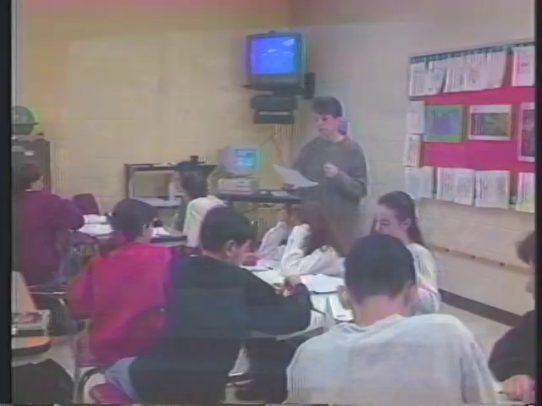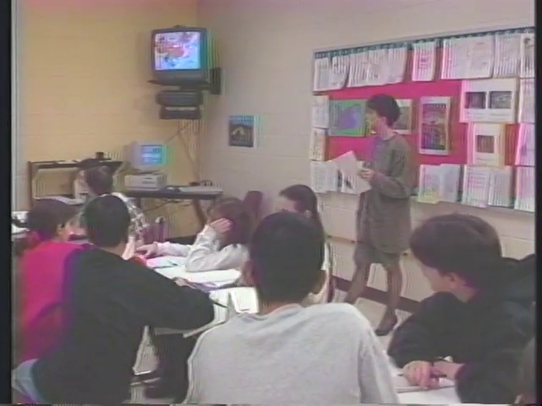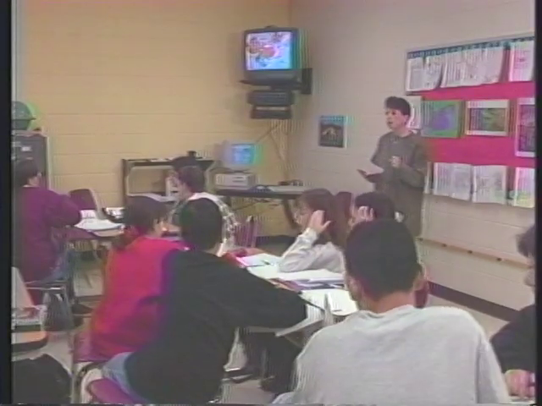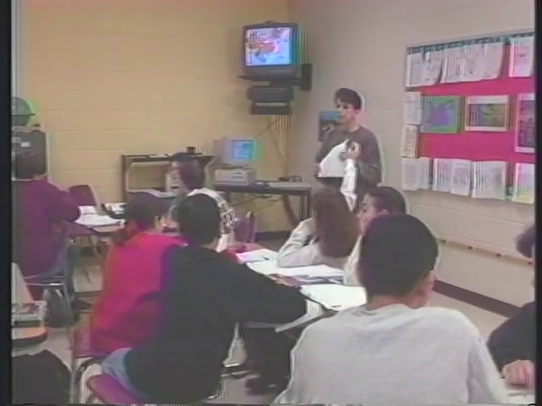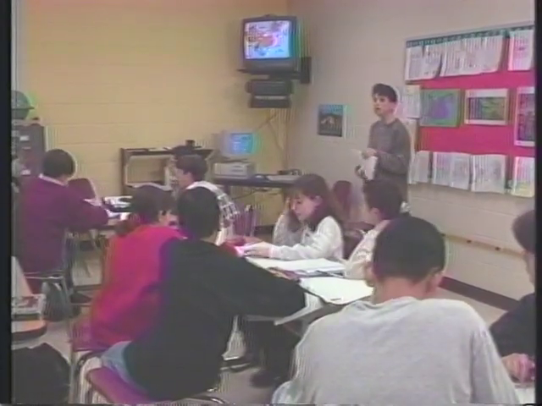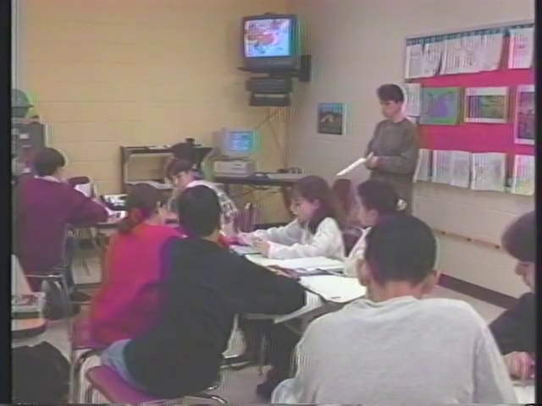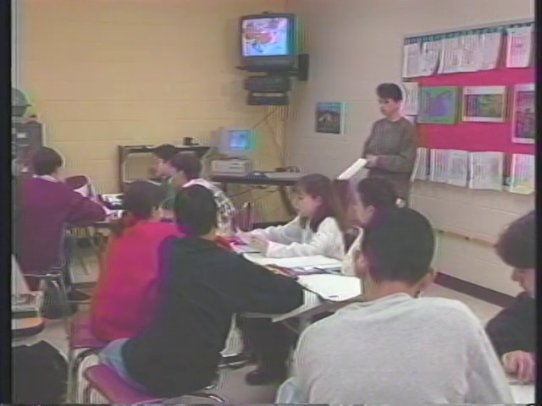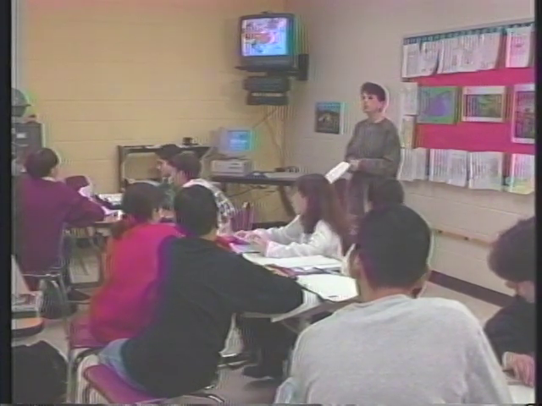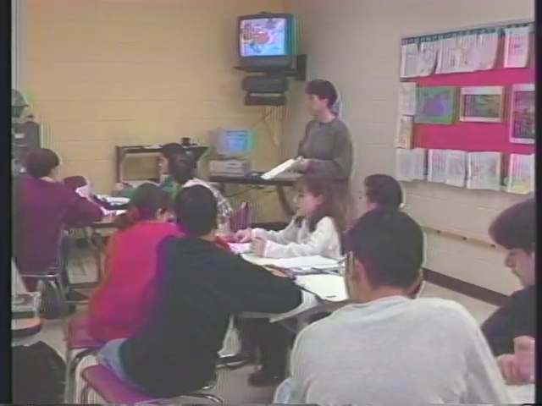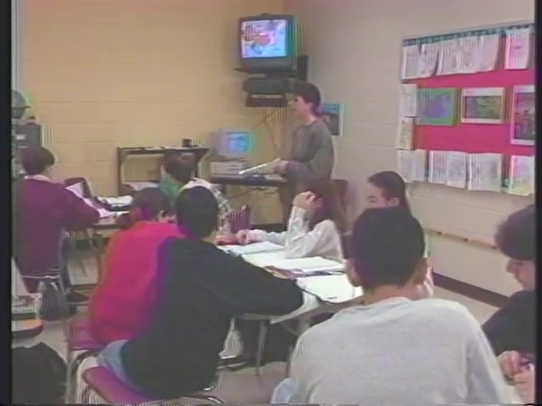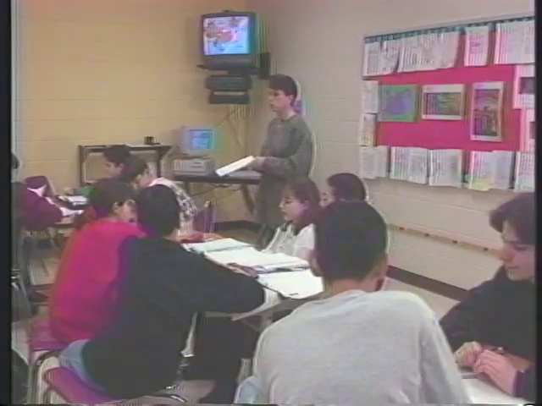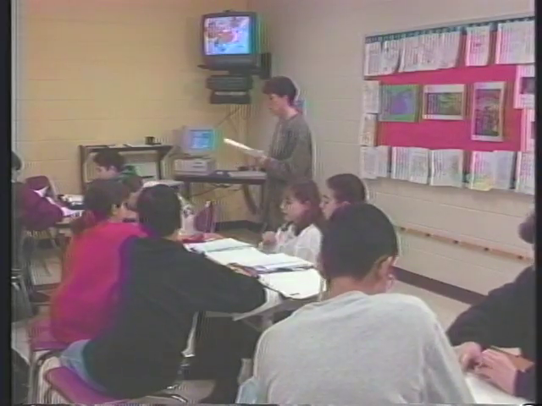Question number 1. What type of map is illustrated in this picture? Jay. Good, a political map. Describe China using the theme of relative location. Meredith. It's located west of the Pacific Ocean, northeast of Africa, south of Mongolia, north of the Indian Ocean, and northeast of Europe, and it's in the northeastern hemisphere. Good, very good. Now you might not all have the exact same answer, all right? But as long as you gave an answer that describes China's location relative to other countries or bodies of water, that's fine. Okay.